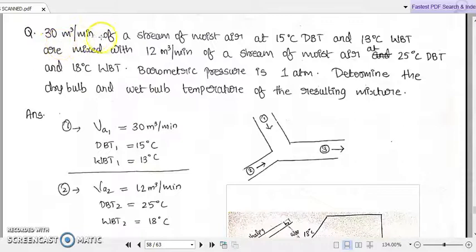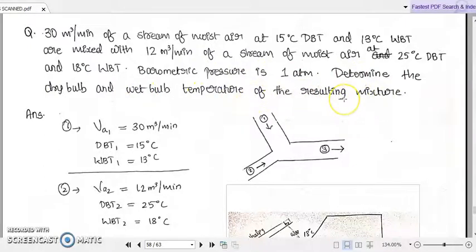30 meter cube per minute of a stream of moist air at 15 degrees Celsius dry bulb temperature and 13 degrees Celsius wet bulb temperature are mixed with 12 meter cube per minute of another stream of moist air at 25 degrees Celsius dry bulb temperature and 18 degrees Celsius wet bulb temperature. The barometric pressure is 1 atmosphere. Determine the dry bulb and the wet bulb temperature of the resulting mixture.